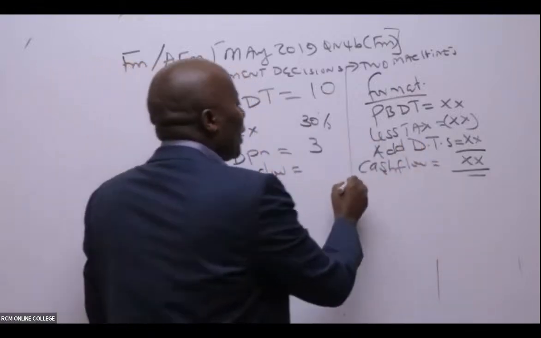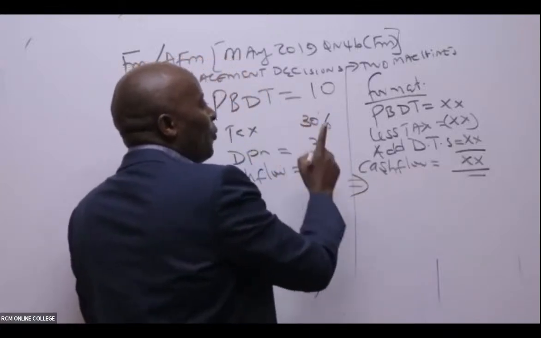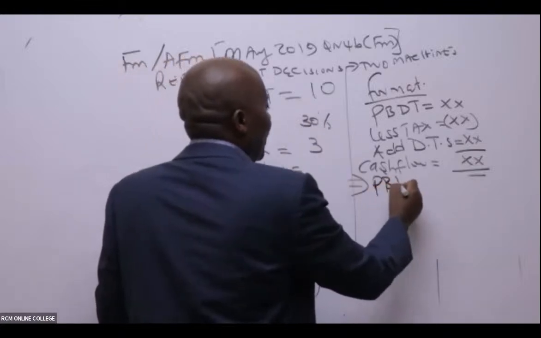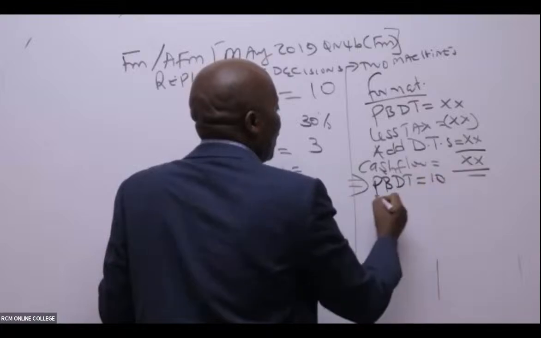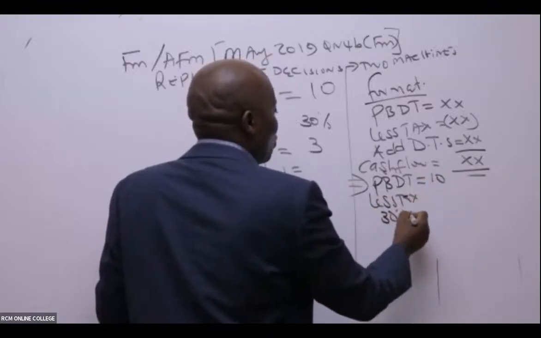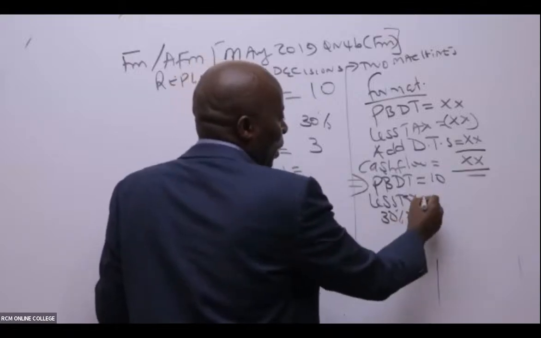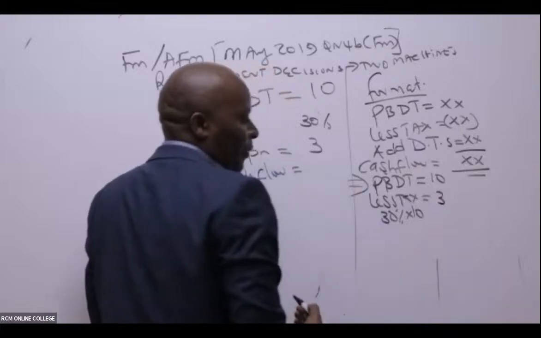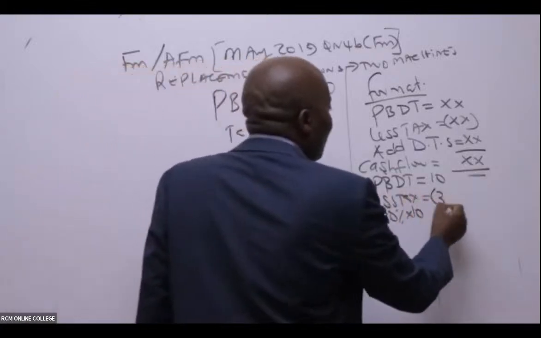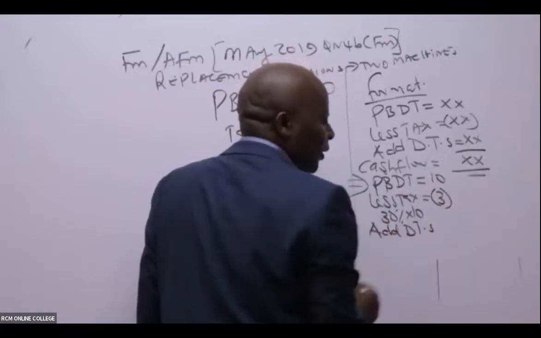So in this particular question, our PBDT, profit before depreciation and tax, has been given as 10. Then we less tax. What is our tax? It is 30% of the profit, 10. So 30% of 10 gives me 3, isn't it? And then I'll be able to deduct that and, of course, add the depreciation tax shield.